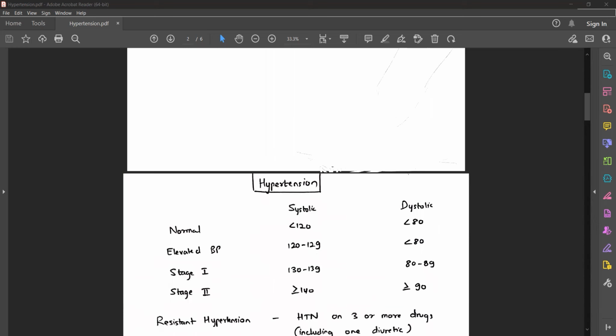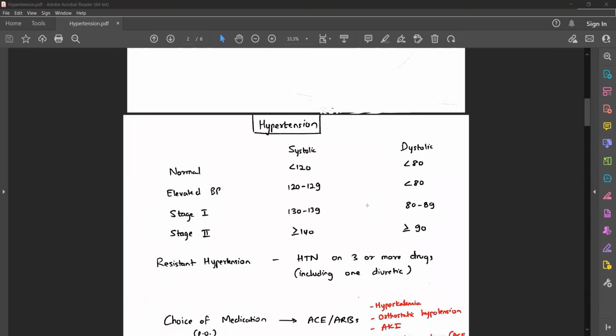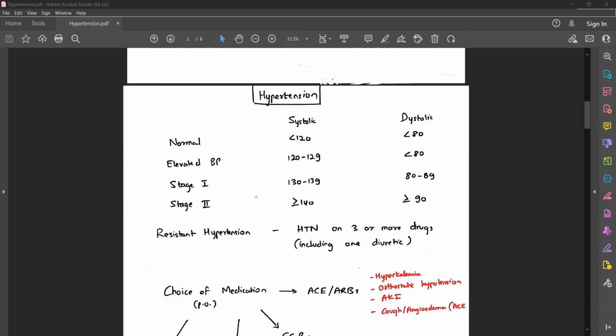So I'll start with the discussion. The first part, that is definition of hypertension. Normal blood pressure is less than 120 systolic and less than 80 diastolic. Elevated blood pressure is 120 to 129 systolic and less than 80 diastolic. Stage 1 hypertension is 130 to 139 and 80 to 89 diastolic. And stage 2 hypertension is more than 140 systolic and more than or equal to 90 diastolic.